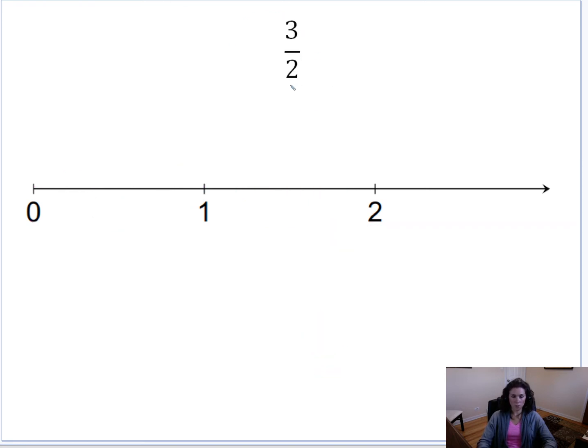Next we've got 3 over 2, 3/2. So I need to divide each whole into 2 parts. Here from 0 to 1 I've got 1, 2, and from 1 to 2 I've got 1, 2. And now I need to travel 3 of them. So I start at 0 and I go 1, 2, 3. There's where my point is, so that would be 3/2.